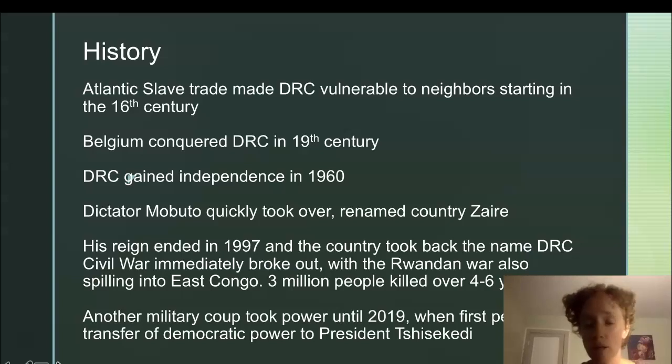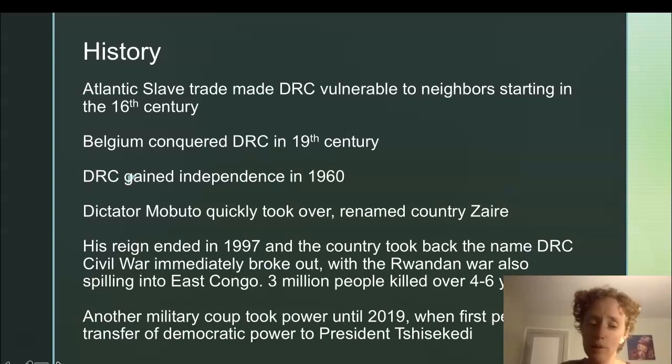They were not ready for independence. They had not governed themselves in a long time. And so a dictator, Mobutu, was able to come in very quickly. Within a few years, he took over and renamed the country Zaire. Zaire stands for the Great River, I believe. And he called his movement the Authenticity Movement. So he was trying to align himself with rebel forces.